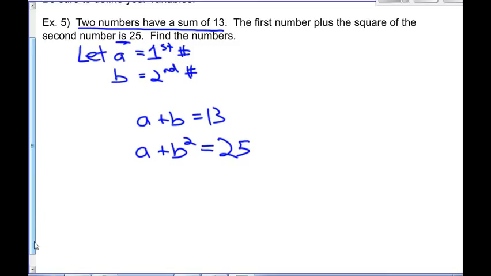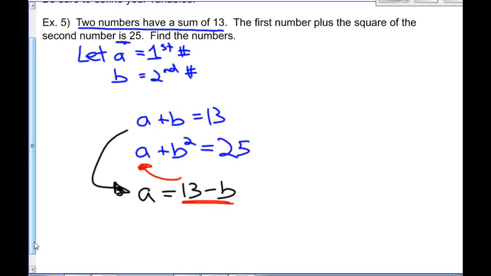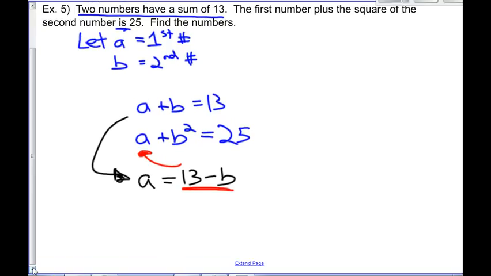The way that we deal with this is isolate one letter in one of the equations. And there is an alternate technique. You could use elimination, but I think substitution is really the best way to go because it's going to work well in all cases and never be particularly cumbersome. So let's say I wanted to isolate a in this first equation. I'd have a equals 13 minus b. Now I can substitute 13 minus b in for a in the other equation. That's the whole substitution approach. So that gives me 13 minus b plus b squared equals 25.